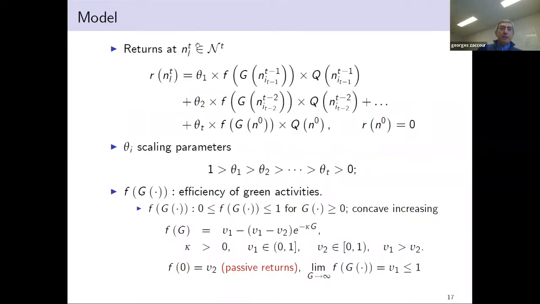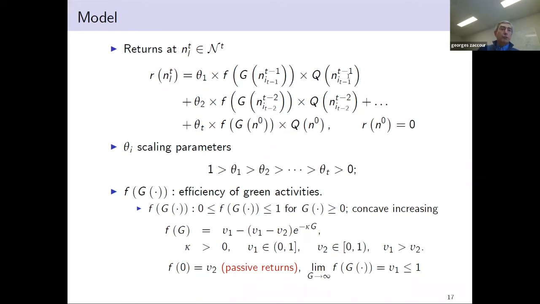So the returns at any node are given by the following nice formula. What do we have here? I am at this particular node at period t, call it L. At the preceding node, this was the quantity that has been sold. I'm assuming that part of this quantity will come back to the manufacturer, and this part depends on the investment during the same period, same node, in green activities, multiplied by a scaling parameter θ1.